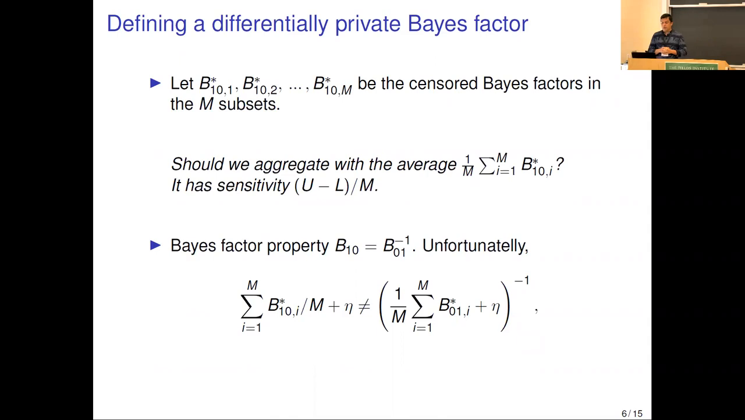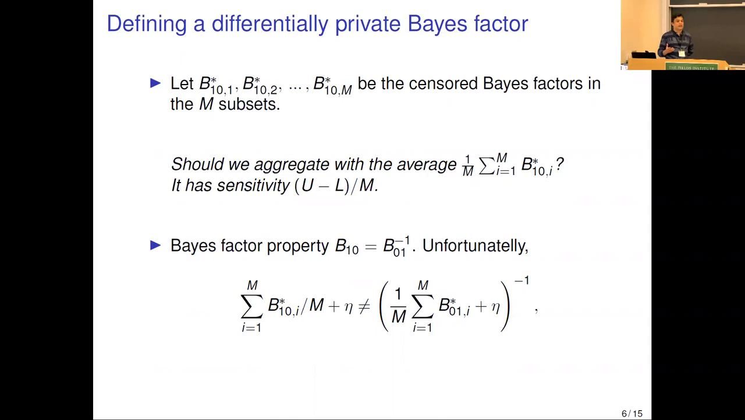However, we could ask the question: should we aggregate with the average? It turns out that the Bayes factor has some properties, and if we define a differentially private version of the Bayes factor, we would also like to preserve the same properties that we have for the regular Bayes factor. One of them that is crucial is this one: the Bayes factor when you compare the alternative to the null should be equal to the inverse of the Bayes factor when you compare the null to the alternative. Of course, if we use the average here, this is something that we are not going to have. These two quantities are not going to be the same. Even if the noise that we need to add, this eta, to achieve differential privacy goes to zero, we don't get that property.